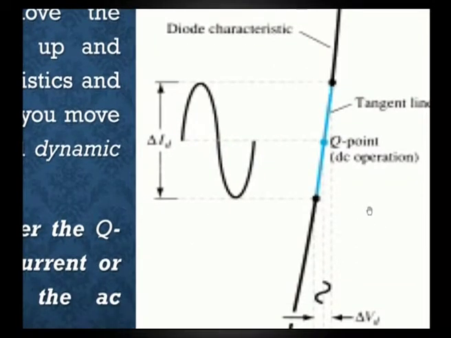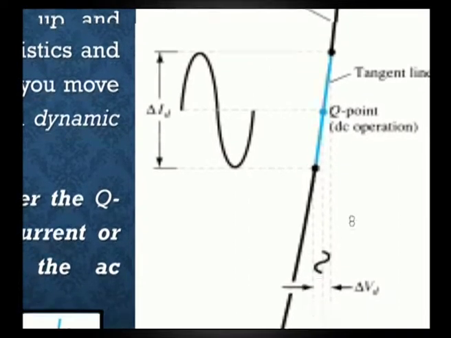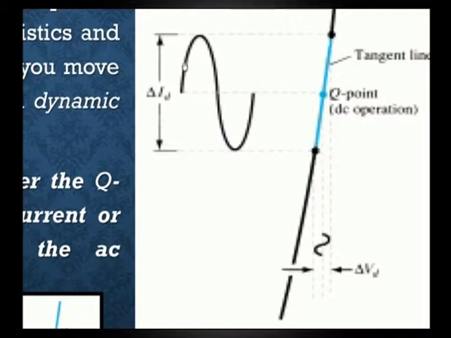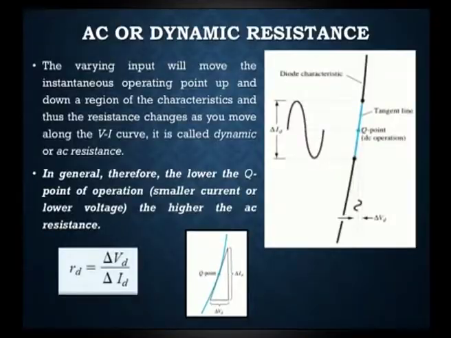This is the Q point, or operating point, in the VI characteristics. Whenever we draw a tangent to this Q point, it produces a slope, and the slope gives the dynamic resistance value. This is the Vd and this is the Id value, so V by I again gives the dynamic resistance. Here we can also conclude that the lower the Q point of operation, the higher the AC resistance will be.